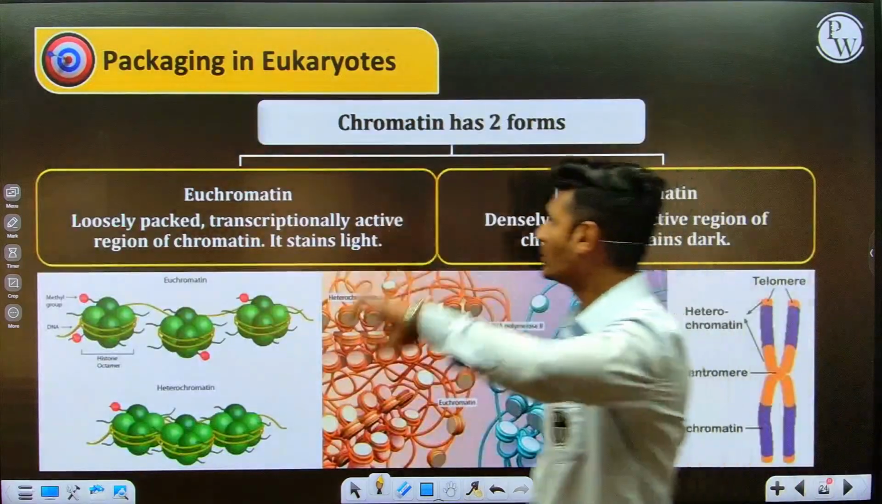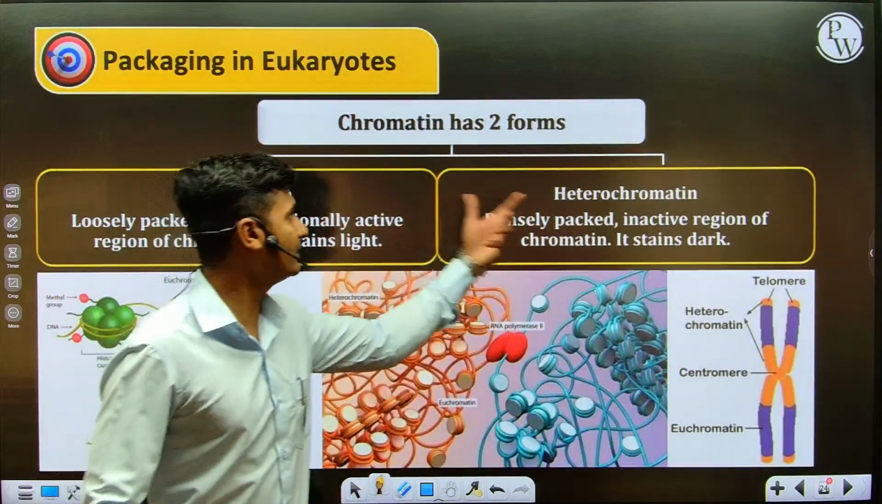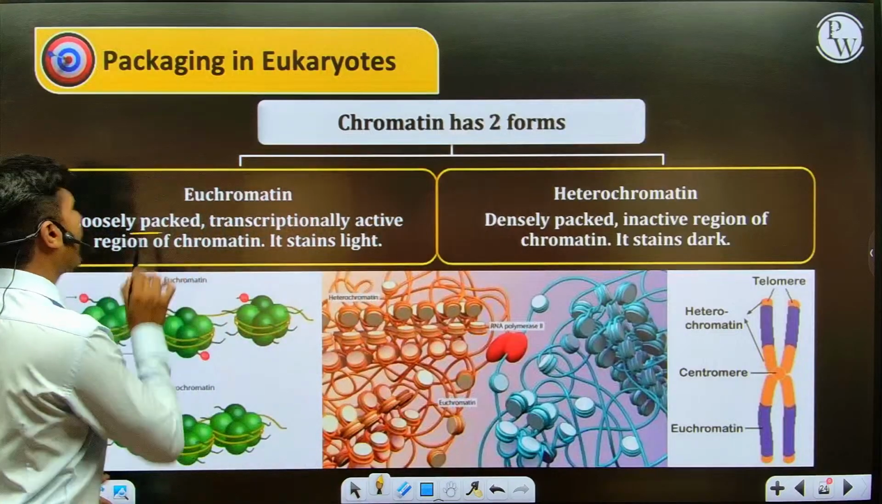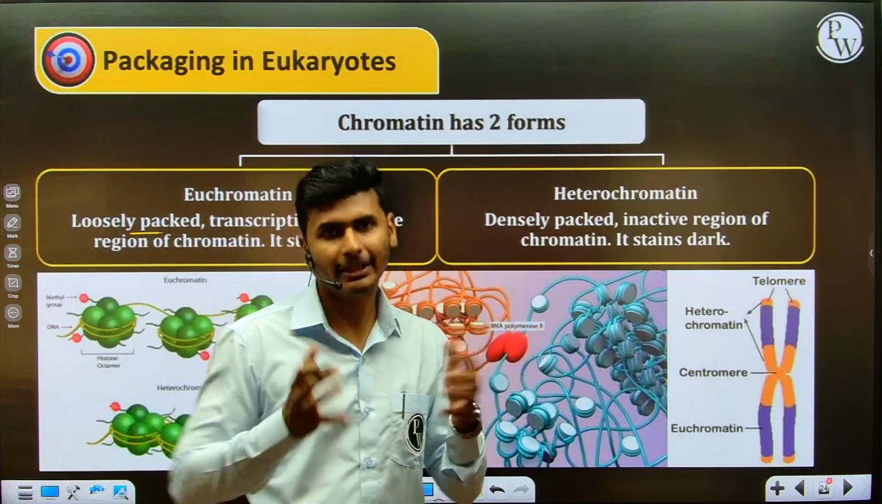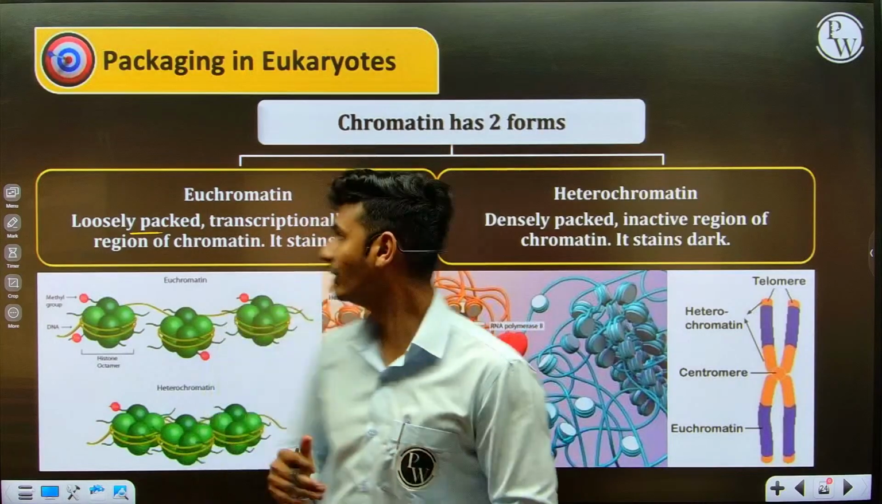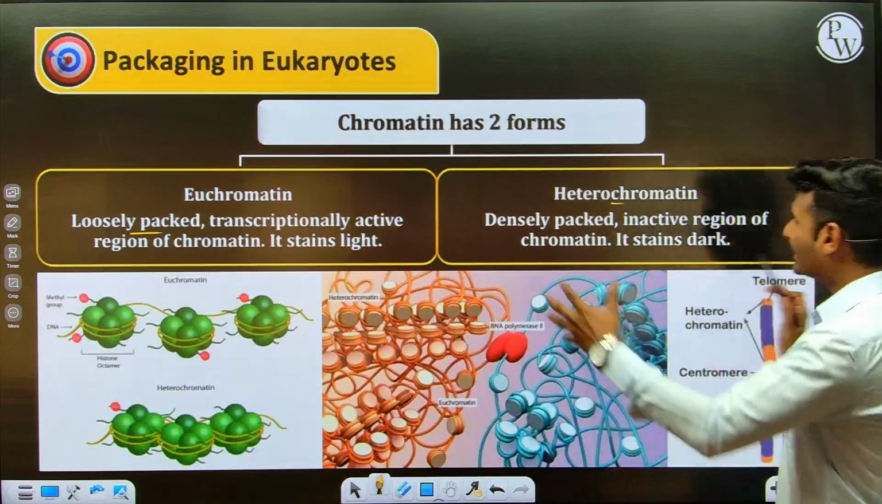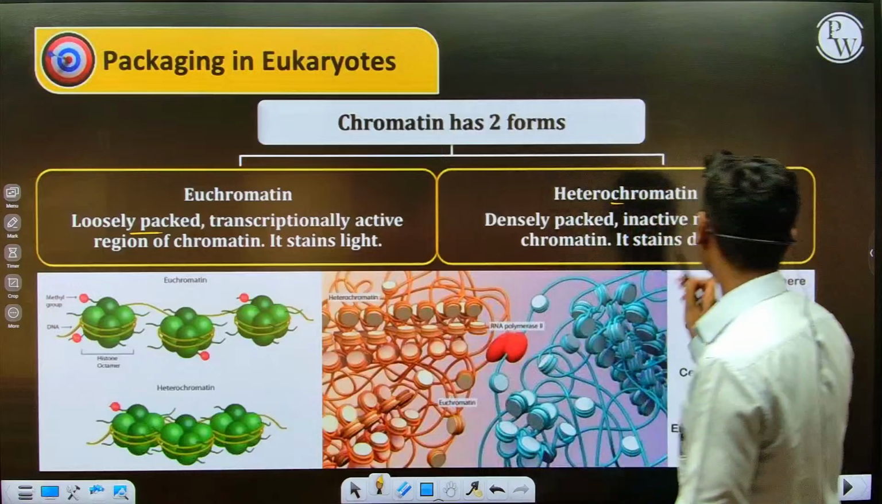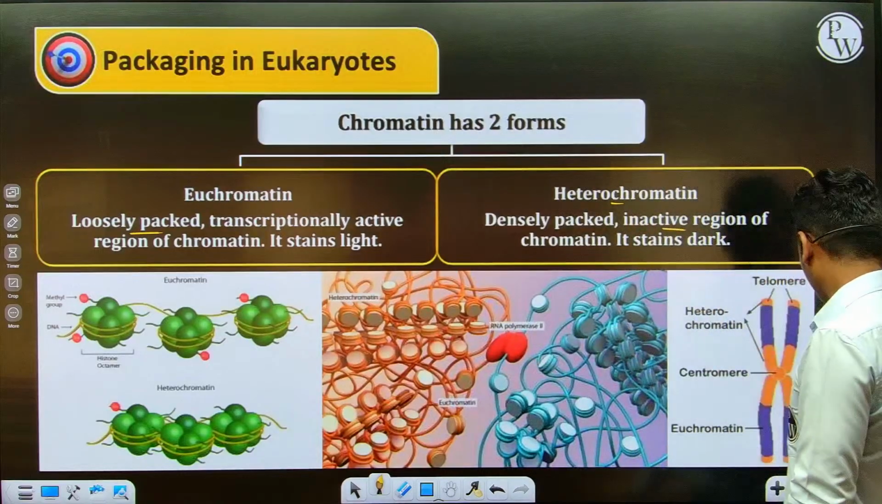Now, there are two types of chromatin, euchromatin and heterochromatin. Euchromatin is loosely packed. If it is loosely packed, it means it is transcriptionally active. The second one is heterochromatin. It is densely packed. Densely packed means transcriptionally inactive. Those are the 2 points.